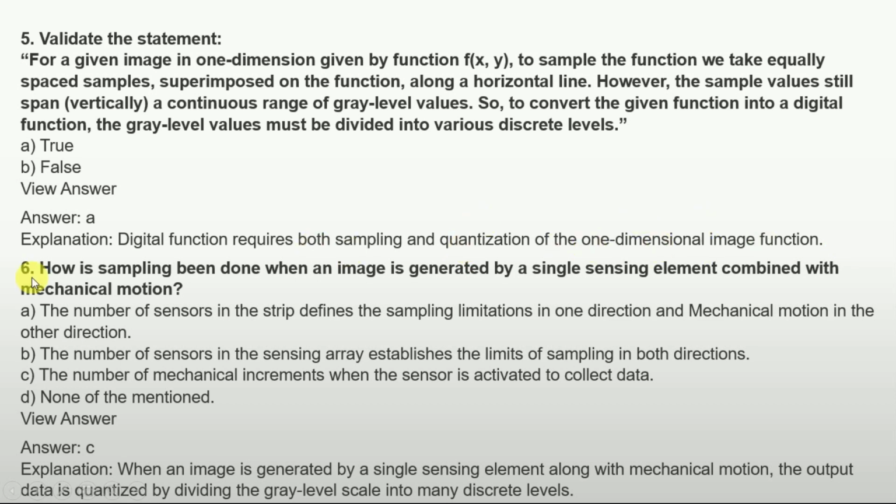And the next question is, how is sampling being done when an image is generated by a single sensing element combined with mechanical motion? So options are: A, the number of sensors in the strip define the sampling limitation in one direction and mechanical motion in the other direction. Option B is: the number of sensors in the sensing array establish the limit of sampling in both directions. Option C is: the number of mechanical increments when the sensor is activated to collect data. And option D is none of the mentioned. So the answer is option C, that is the number of mechanical increments when the sensor is activated to collect data.